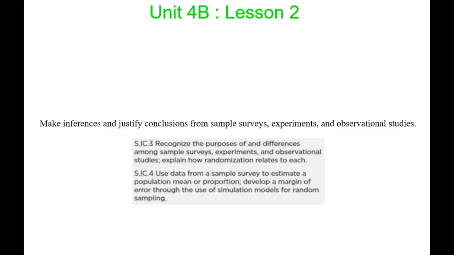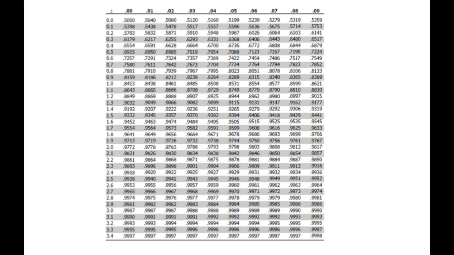Unit 4B, Lesson 2. In this lesson, we're going to continue what we started with in Lesson 1 when finding z values using the table. Now we're going to use that value to actually find a margin of error with data given from a poll. When going through the next couple examples, make sure you have your table of z values handy so you can quickly refer to that.